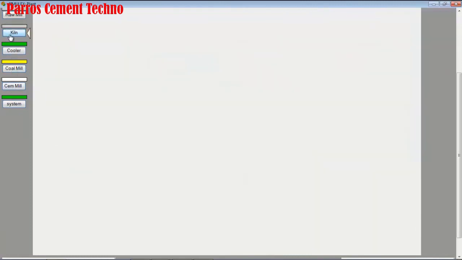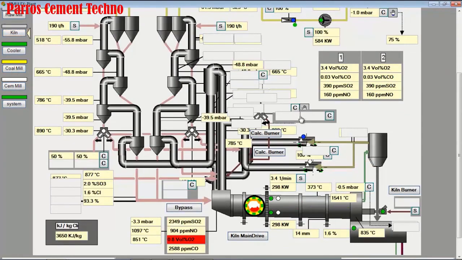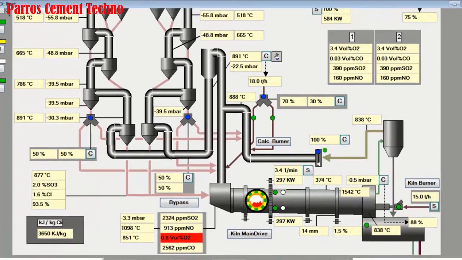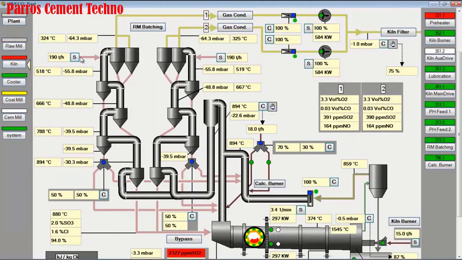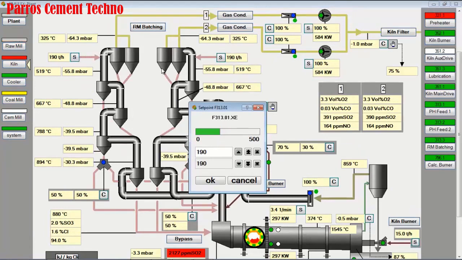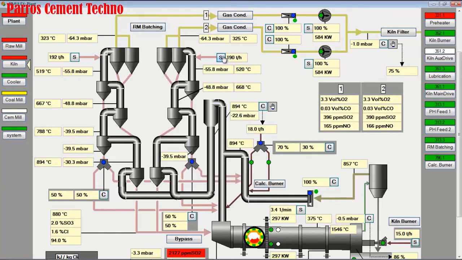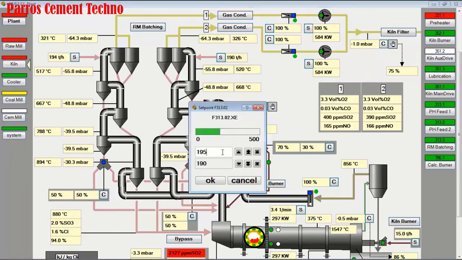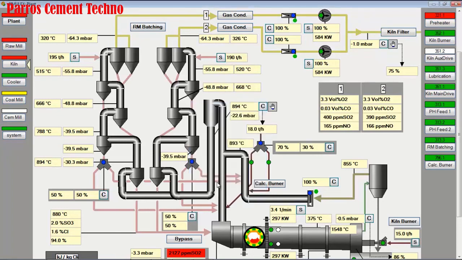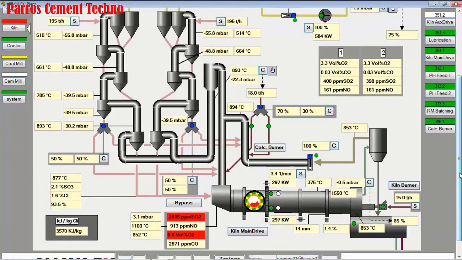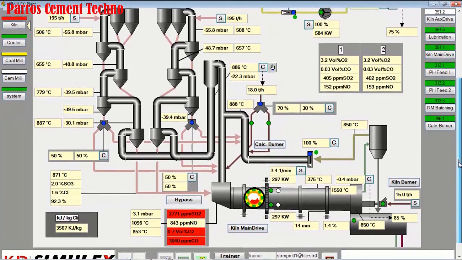Back to the kiln monitor display again. With the addition of the kiln speed earlier, we are trying to increase the capacity. We increased the kiln feed each from 190 tons to 195 tons per hour, or a total of 390 tons per hour. The free lime is up to standard, it's already 1.4%. But here the O2 is low and the CO at the kiln inlet rises.